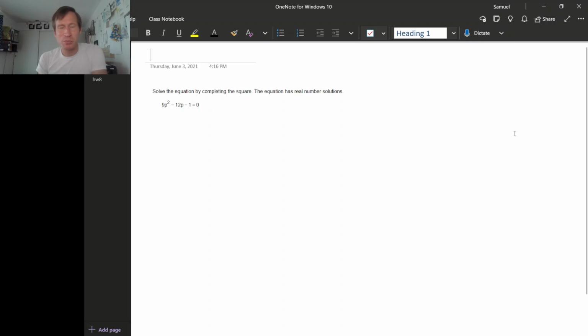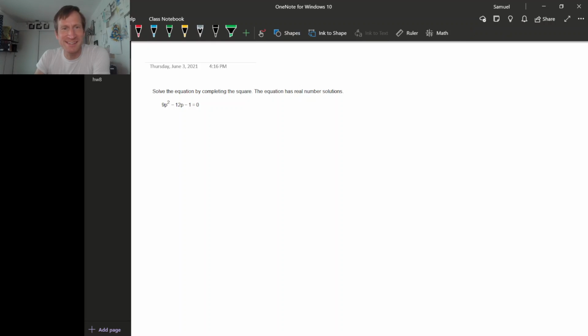Here's an example of completing the square where the numbers don't come out very nice. When the leading coefficient is a 1, everything is nice and easy. But when it's not a 1, like in this example, the calculation can get a little messy. It's not impossible, it's just that you have to deal with some fractions.